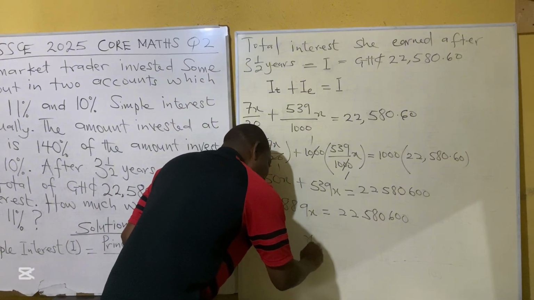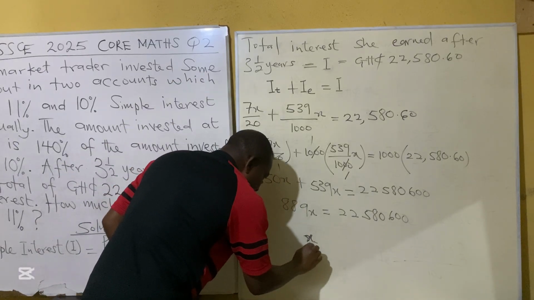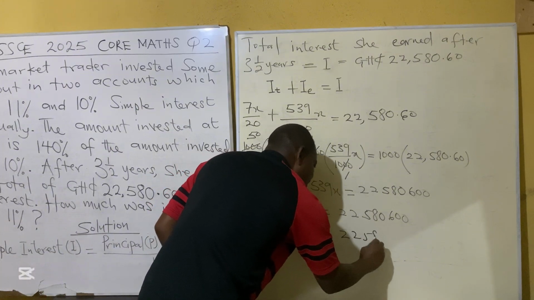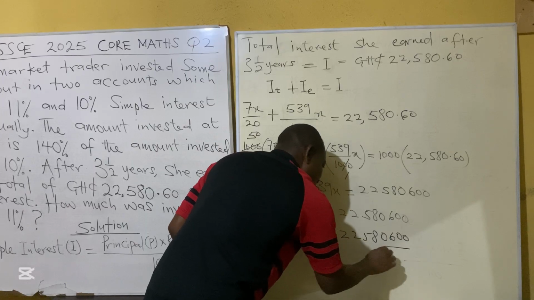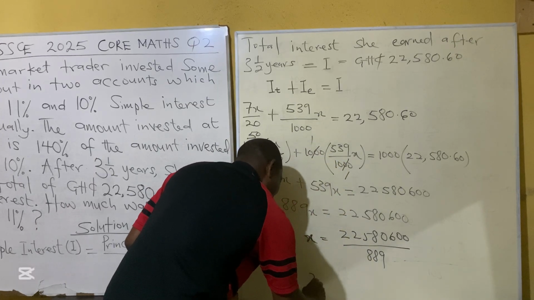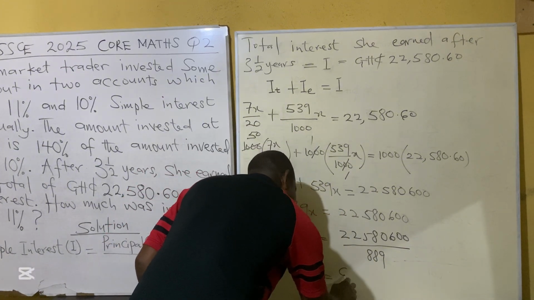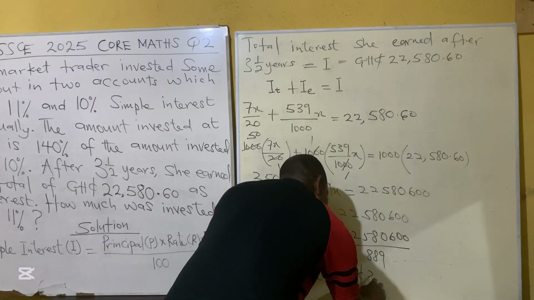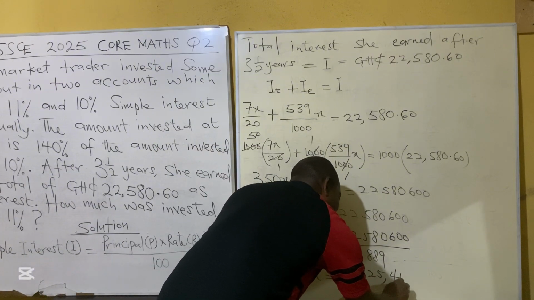So x is equal to 22,580,600 divided by 889. So the x we are looking for here is 25,400 Ghana cedis.